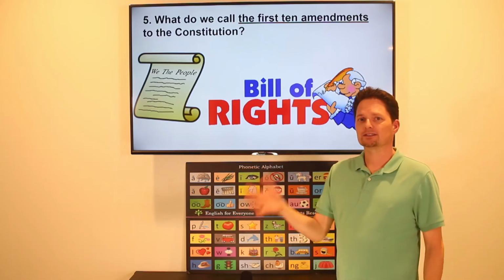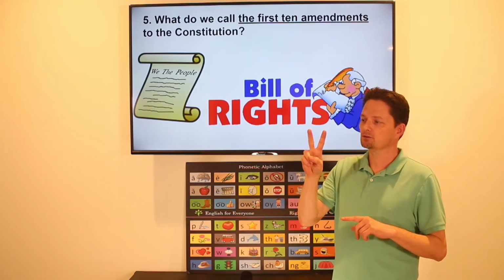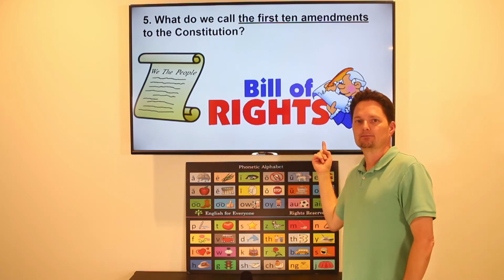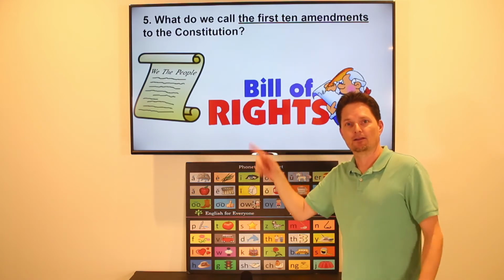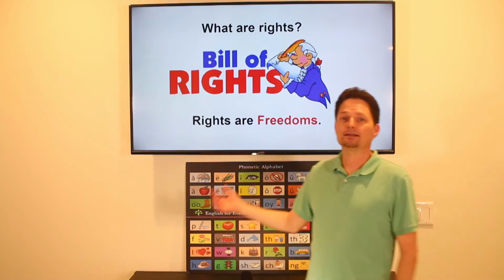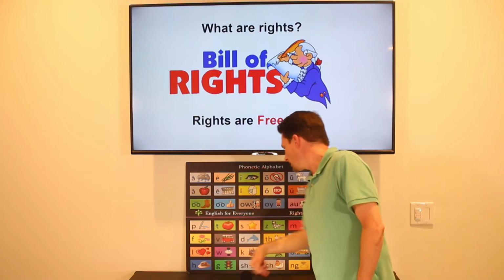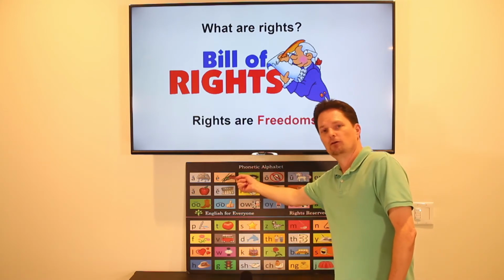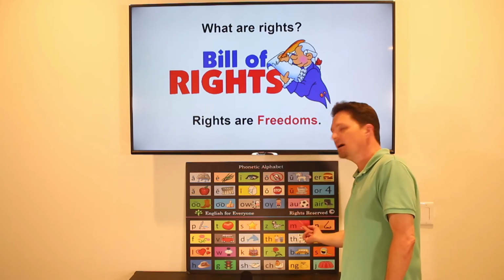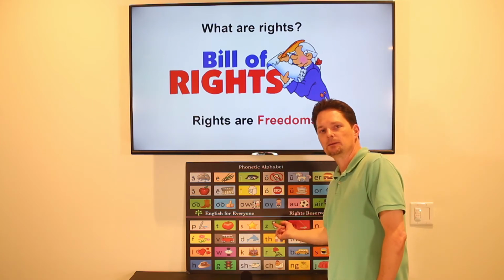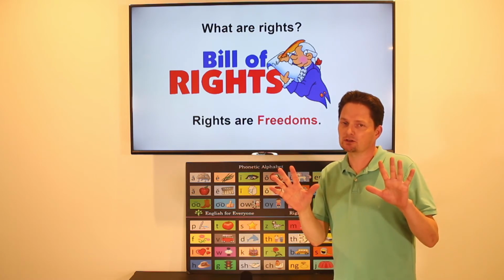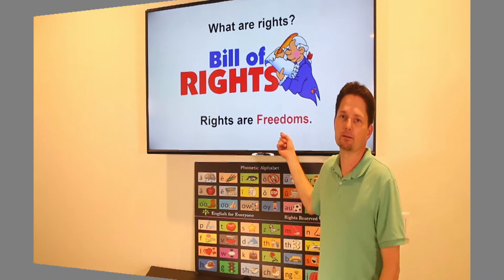Question number 5. What do we call the first 10 amendments? 1 amendment, 2 amendments, 10 amendments. The first 10. The Bill of Rights. Remember, the Bill of Rights. What are rights? Rights are freedoms. Freedom, freedoms. So remember, the Bill of Rights, the first 10 amendments to the Constitution. What are rights? Rights are freedoms.